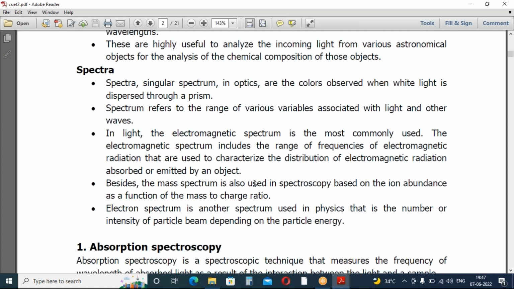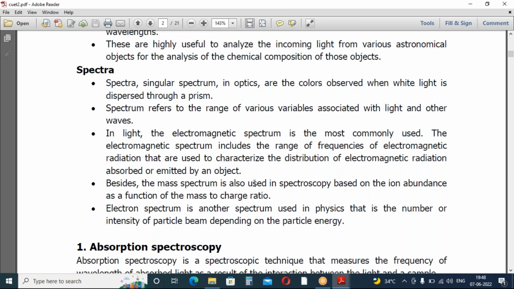And next, coming to the spectra. Spectra means different colors containing different wavelengths. When white light is passed through a prism, it produces different rays of light, and those are called the spectra. In light, the electromagnetic spectrum is most commonly used, mainly for the detection of electromagnetic radiation that is absorbed or emitted by a particular object.